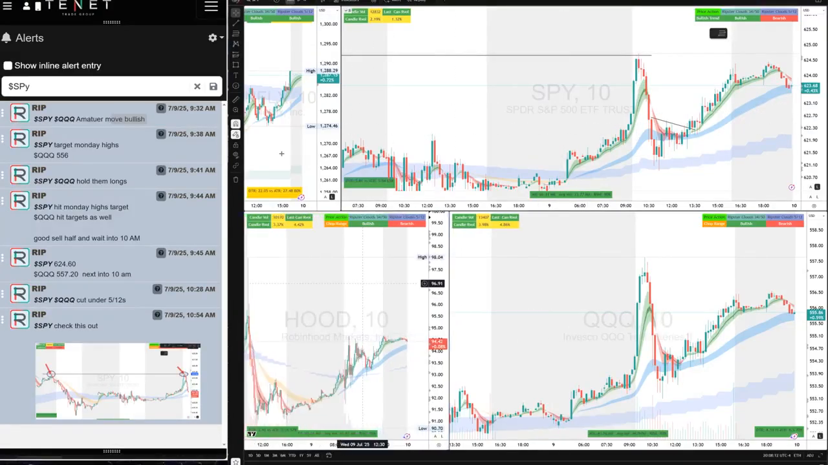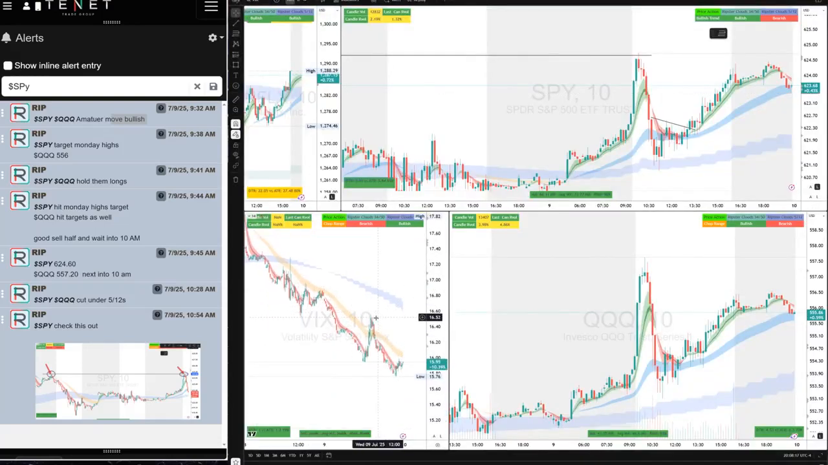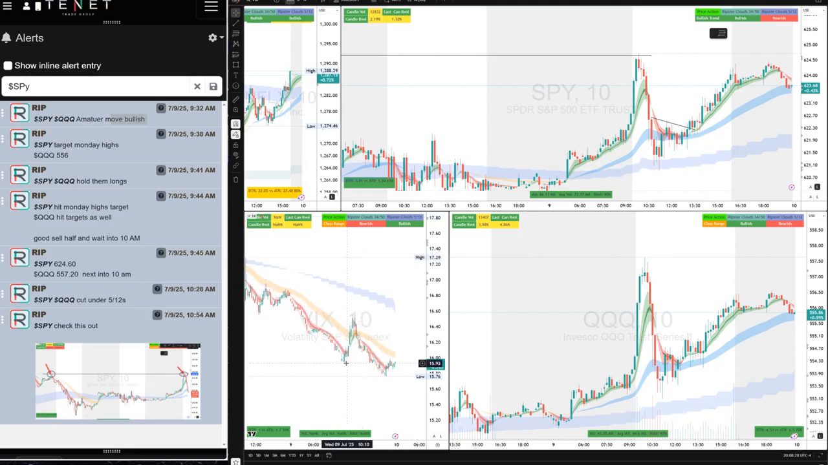What was VIX doing at that point? Let's take a look. VIX when we opened in the morning was not really doing any bounce. It was sticking around under 16. You see this? It was right under 16. So that way we could still go long.